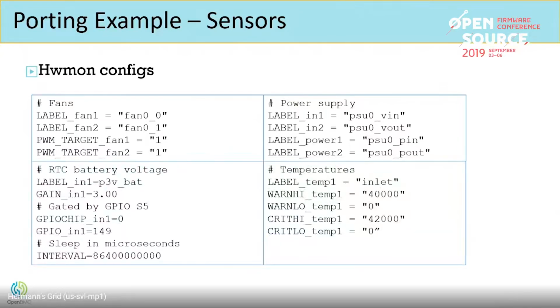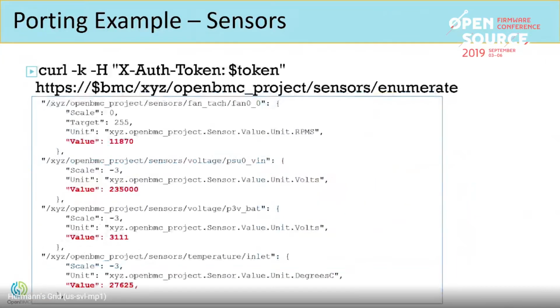Then we have temperature sensors. We have an inlet temperature with a warning high threshold of 40 degrees, and we have a critical high threshold of 42 degrees. So when this inlet temperature goes up to 40, we will see the warning signal from D-Bus. And when it goes up to 42, we get a critical signal from D-Bus. This is the hardware config.